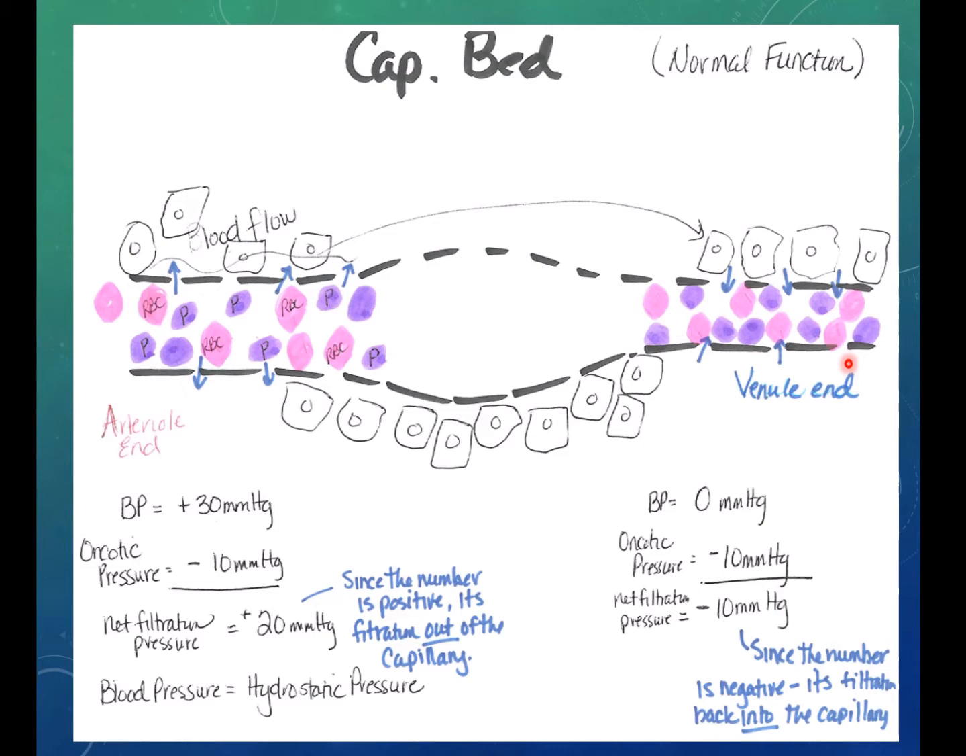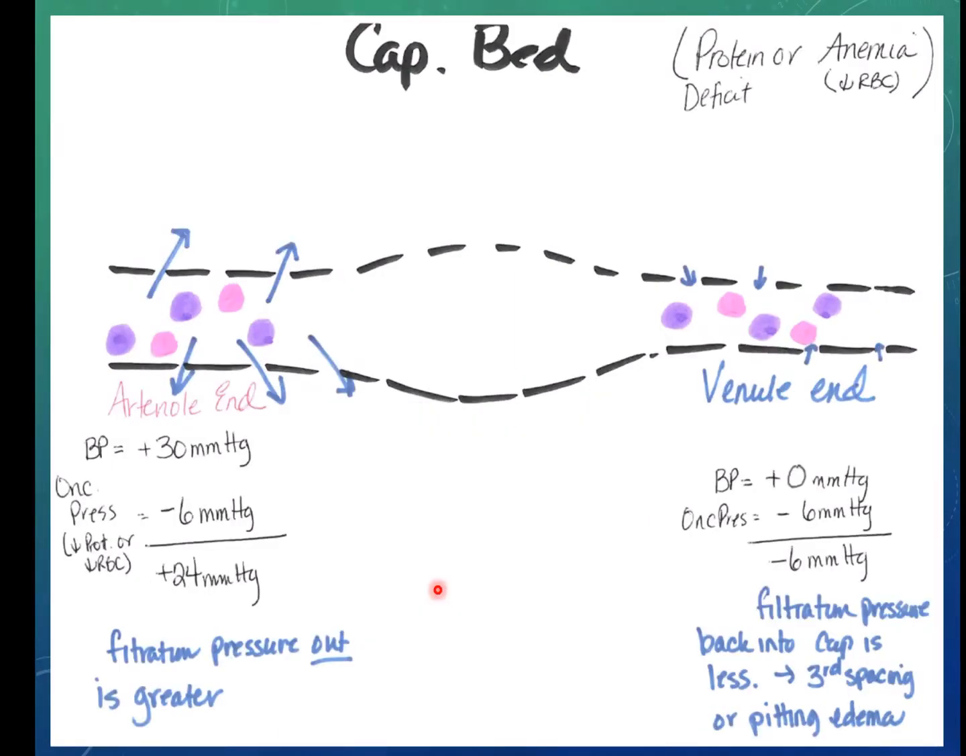So bottom line, you've got positive pressure on the arterial end pushing the fluid out, and an adequate amount of negative pressure to pull it back in. And you can kind of count on the lymph to pick up that extra positive 10 of fluid that's out there, clean it and bring it back to the vasculature. So hopefully this normal function of the capillary bed makes sense to you. So if we understand the normal function, now we can start talking about when things aren't quite so normal.